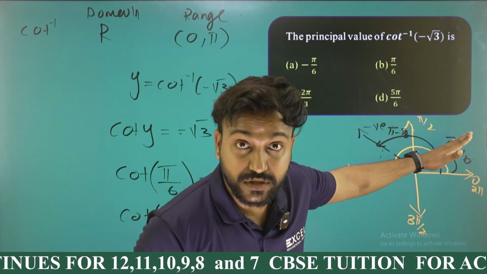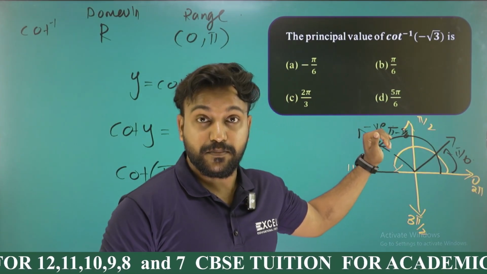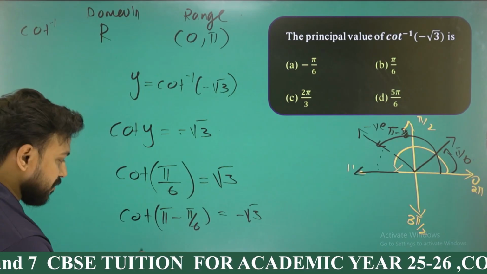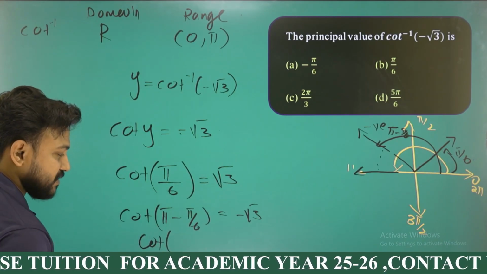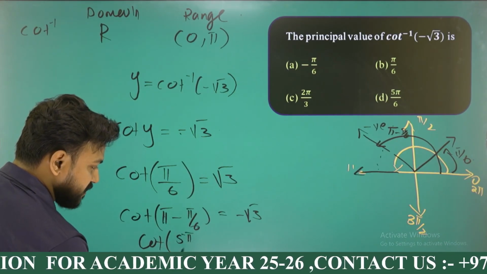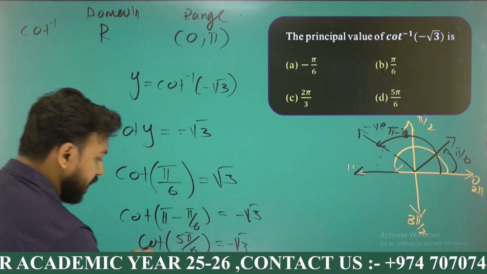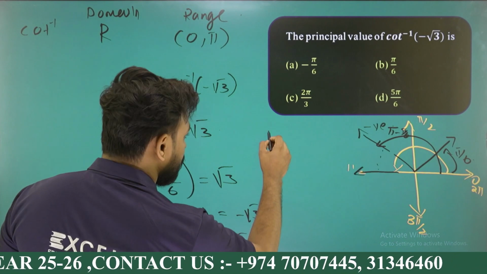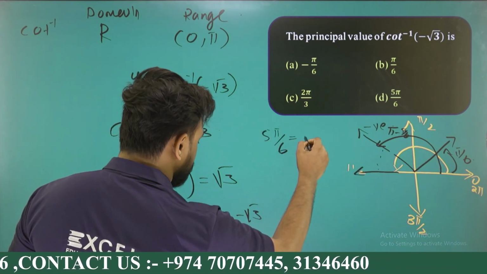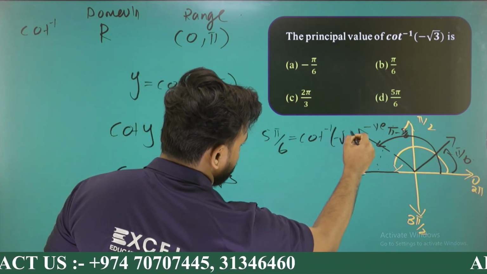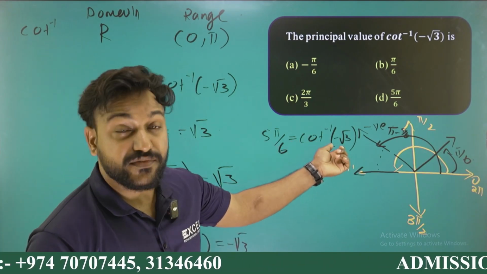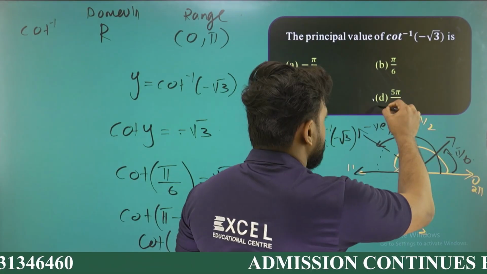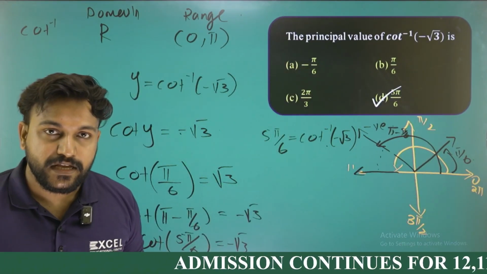Here you will get positive root 3. Here you will get negative root 3. Pi minus pi by 6. That's how I get pi minus pi by 6. When you cross multiply it, what you will get? cot of 6 pi minus pi over 6, 5 pi by 6 is equal to negative root 3. So take the cot to that side. 5 pi by 6 is equal to cot inverse of negative root 3. So cot inverse of negative root 3 is 5 pi by 6. Option D. Wonderful. Okay. So we can go forward.